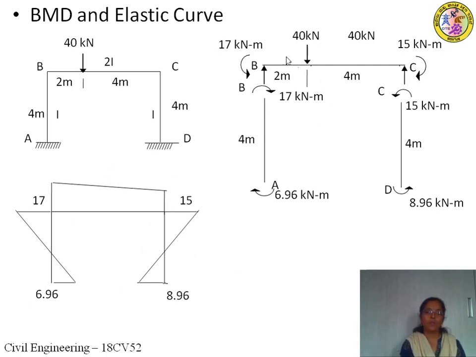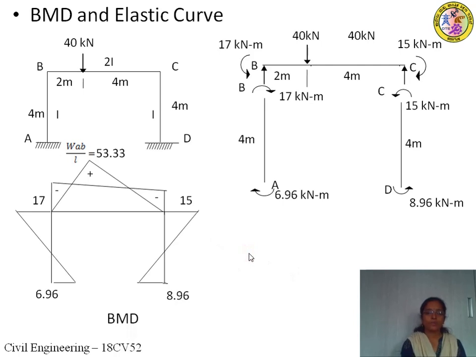Now we have to superimpose the free bending moment diagram. AB and CD are not subjected to any loading, therefore there will not be any free bending moment diagram on the vertical members. Only BC is subjected to an eccentric point load, therefore the BC member will have a triangular free bending moment diagram, whose highest ordinate is under the point load, equal to WAB by L, where W is 40 kilonewton, A is 2 meter and B is 4 meter. If you substitute, it will be 53.33 kilonewton meter. This is the bending moment diagram.